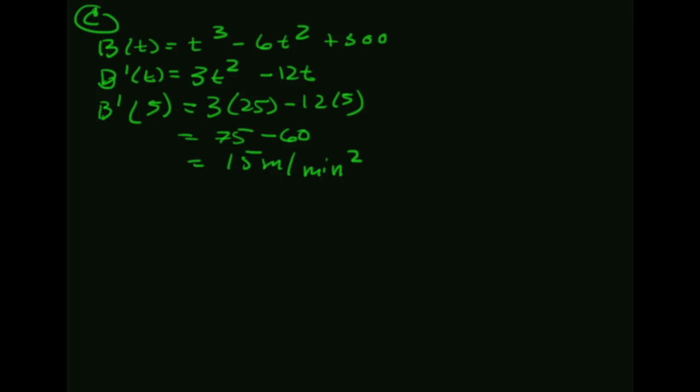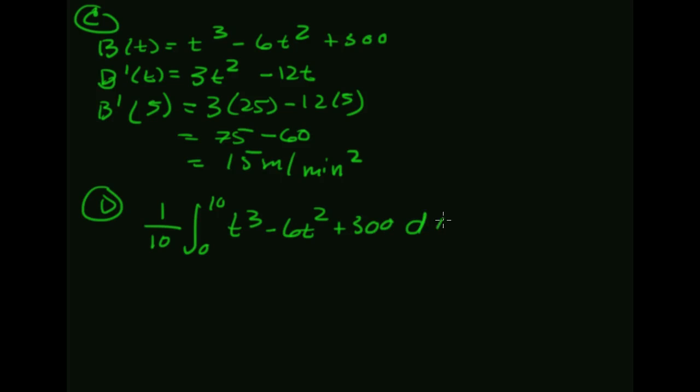And part D is asking us what is Bob's average velocity? So b is Bob's velocity. The average velocity is going to be 1 over 10 times the integral from 0 to 10 of his velocity, t cubed minus 6t squared plus 300 dt. You could just simply throw that into a calculator and you're going to get 350 meters per minute. All right, so that solves problem number 2.